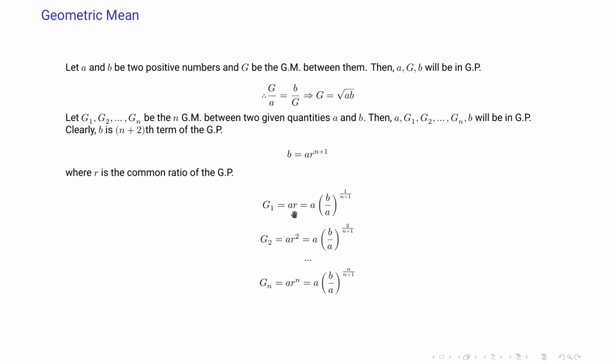So G1 would be ar, which is equal to a into the common ratio. G2 will be a r squared, which will be a into the common ratio squared. That is, the power would be 2 by (n plus 1). And so on, we can find Gn, which is a r to the power n, is equal to a into (b by a) whole to the power n by (n plus 1).